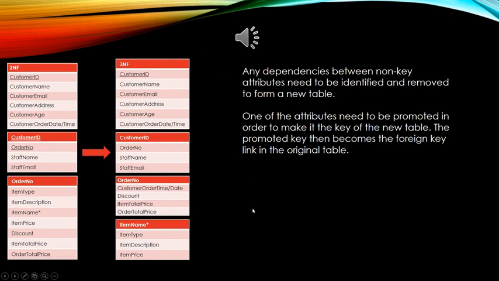The third normal form was found by finding out if any of the dependencies between the non-key attributes needed to be identified and removed to form a new table. One of the attributes then needed to be promoted in order to make it the key for the new table. The promoted key then became the foreign key to link to the original table.